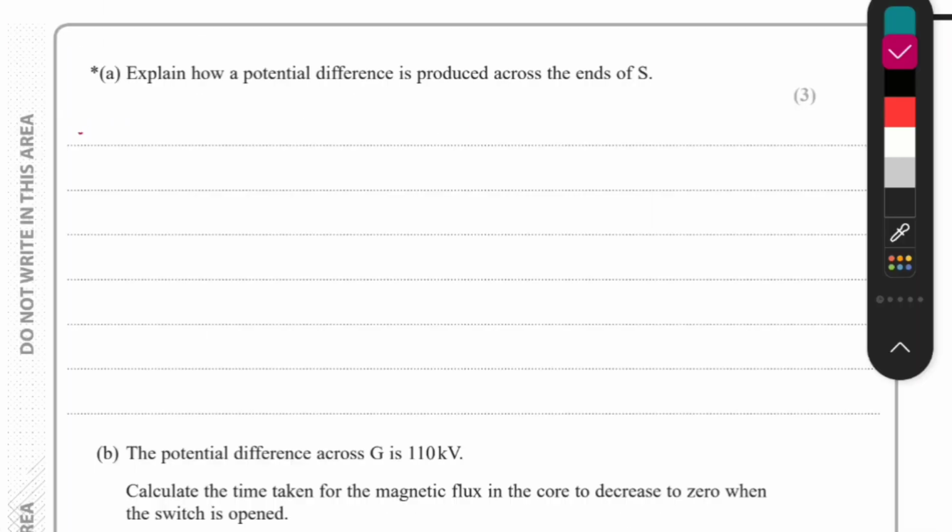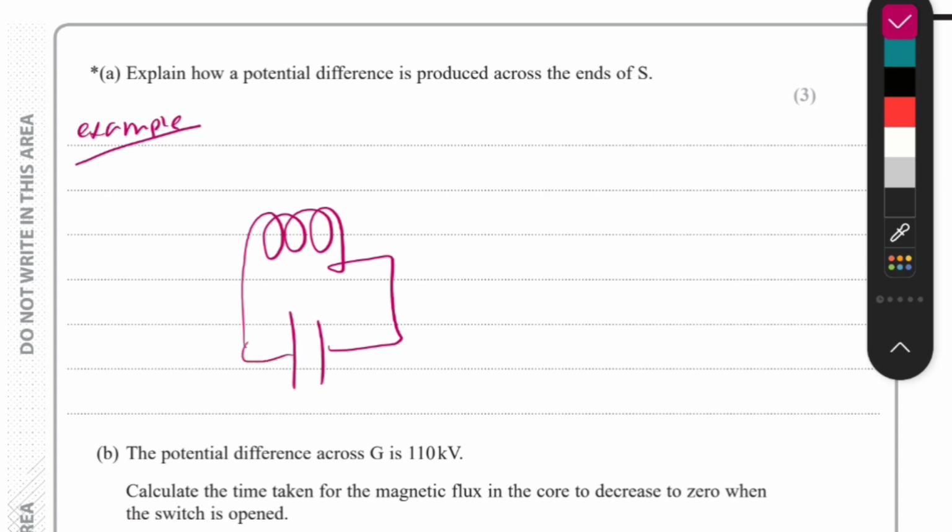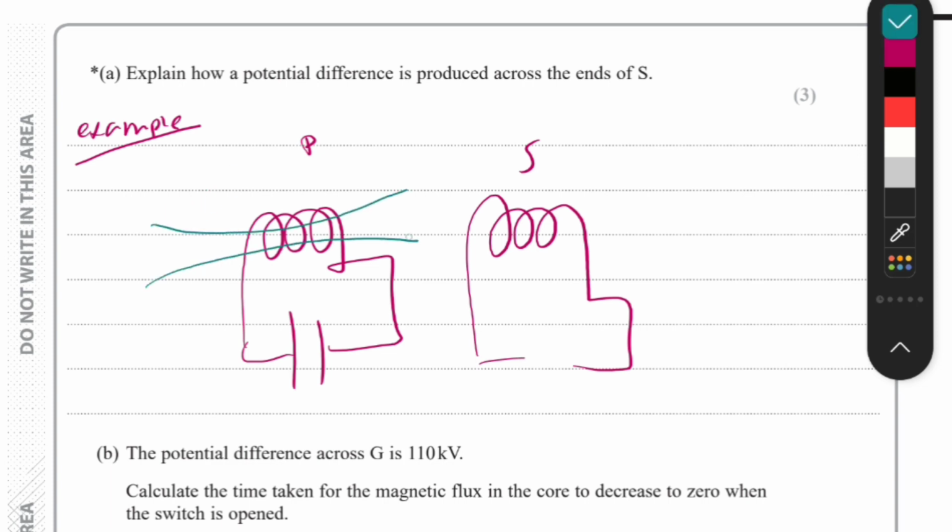Explain why potential difference is produced across the ends of S. Let's go with the example first. This is the primary coil, and this is the secondary coil. When the current is flowing into the primary coil, a magnetic field is produced. As we know, the primary coil is associated with the secondary coil, so a magnetic field will also be produced in here, which therefore results in flux linkage.